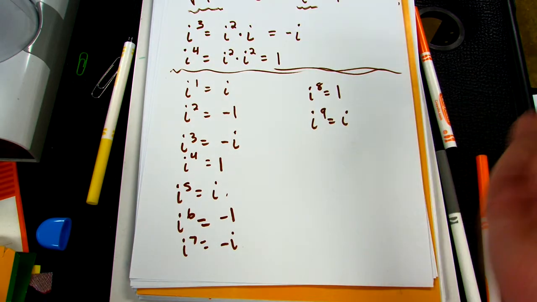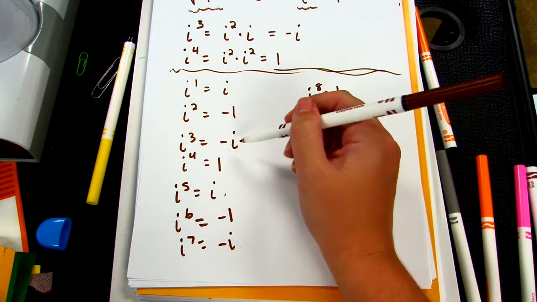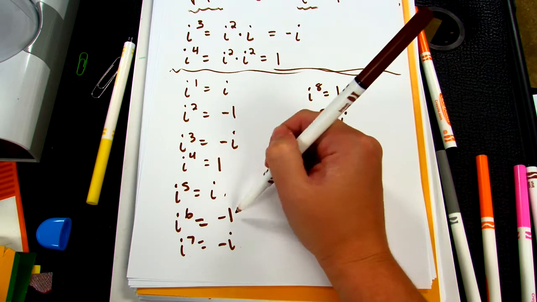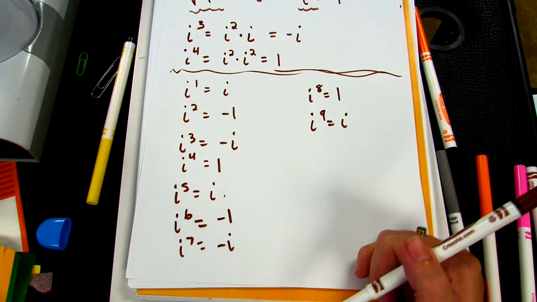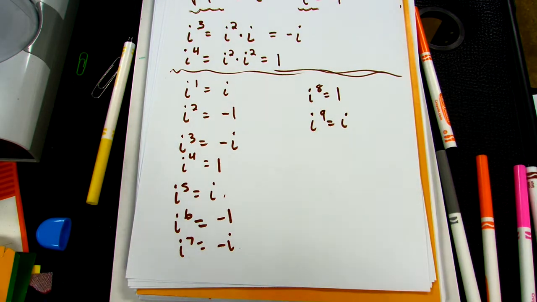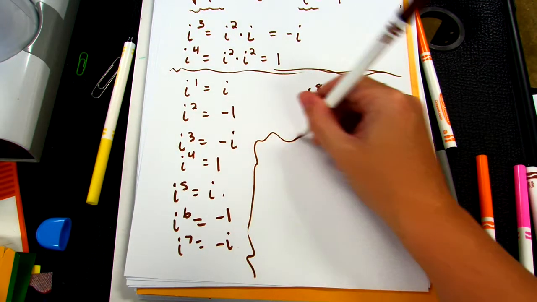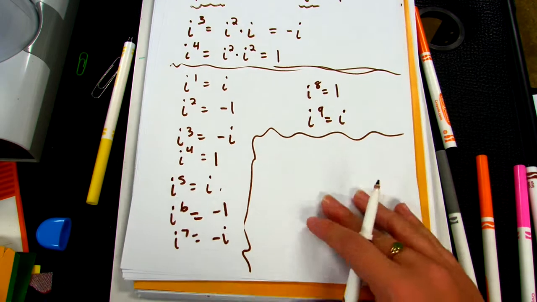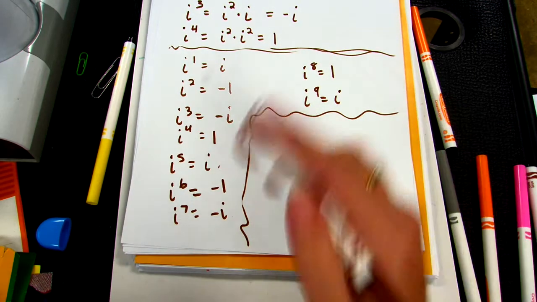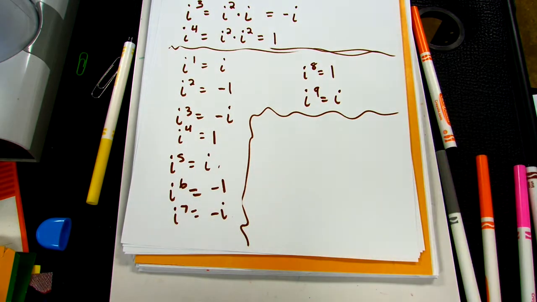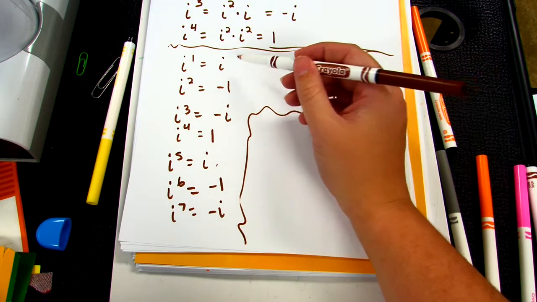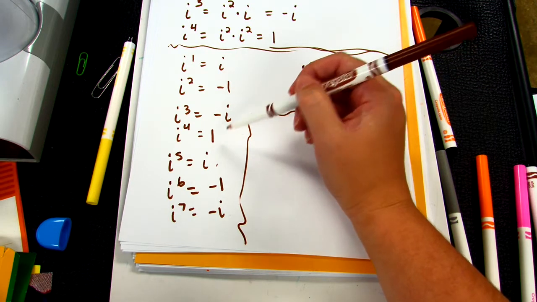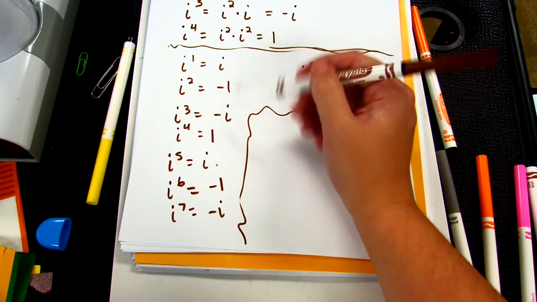So if you notice, a pattern starts to develop. You have i, -1, -i, 1. i, -1, -i, 1. So this pattern is going to keep on repeating over and over again. Because of that, we have a way to figure out how to simplify any power. You could do any power of i and simplify it, because it's always going to be one of these four choices. It's either going to be i, -1, -i, or 1. It has to be one of those.